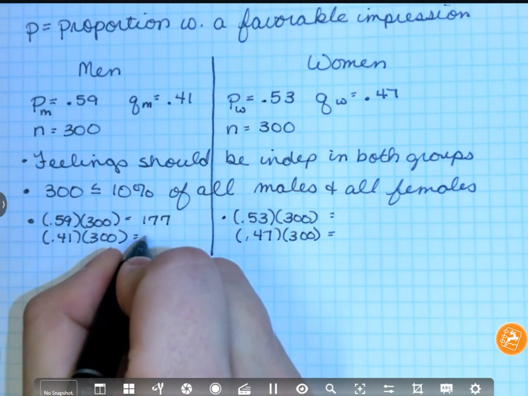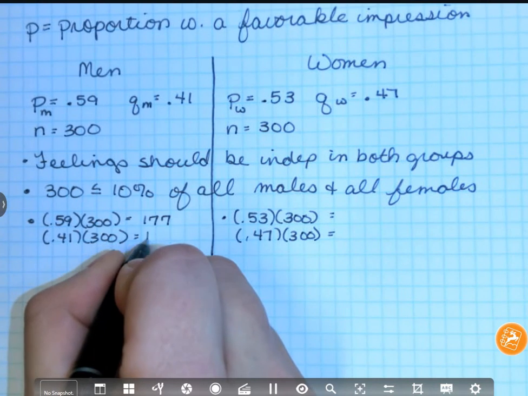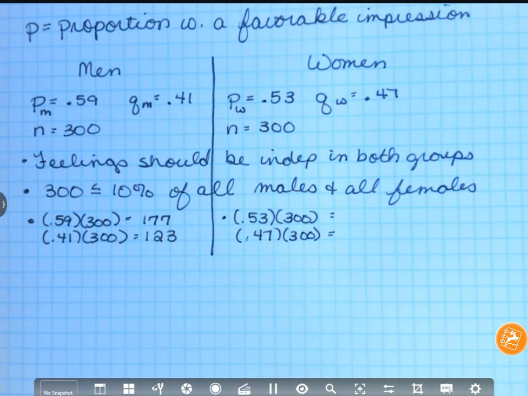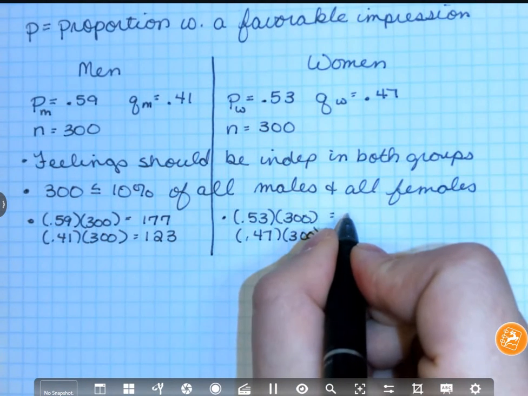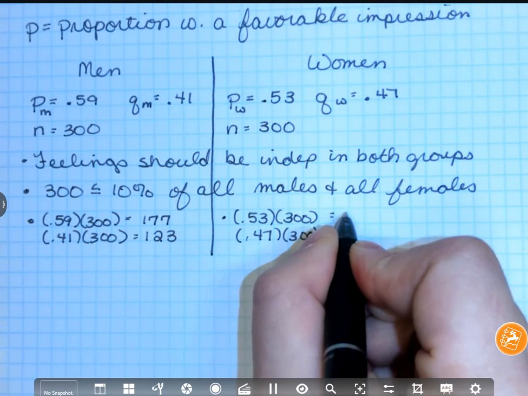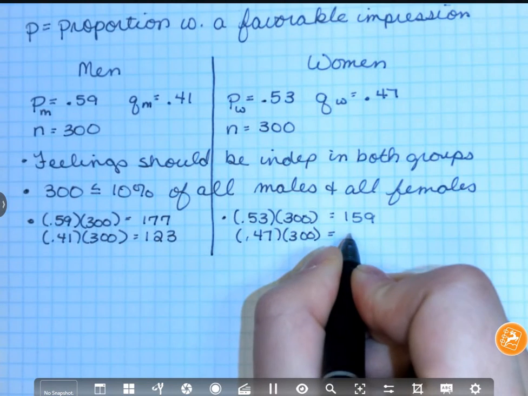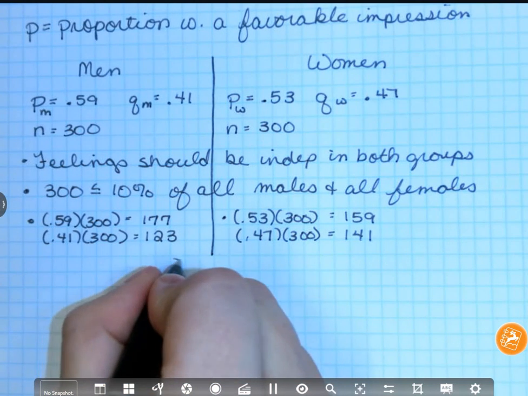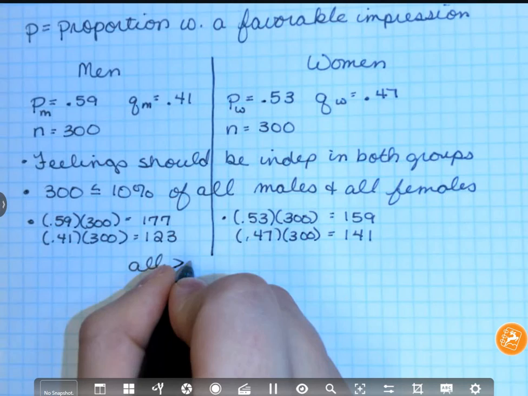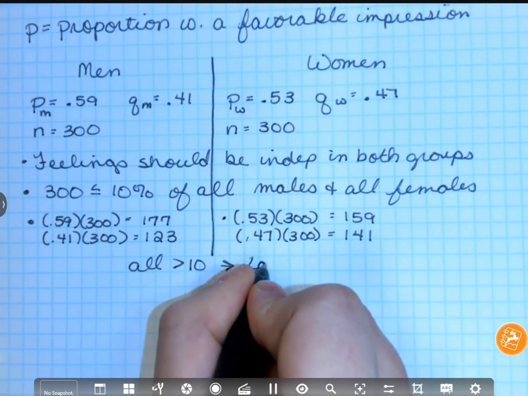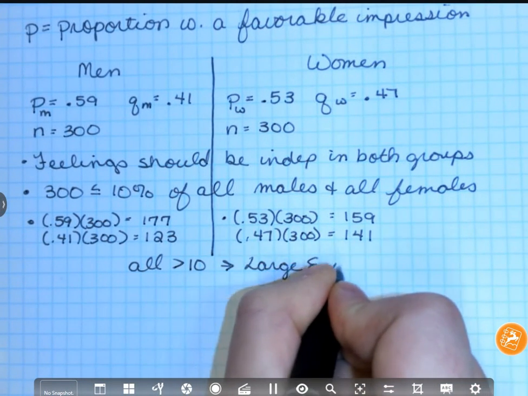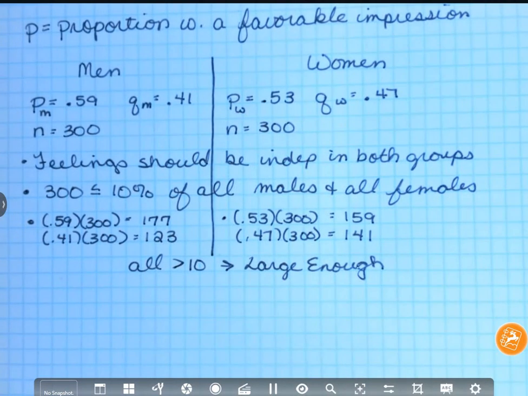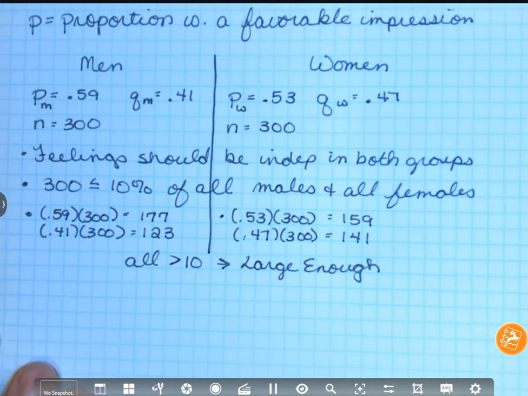So we have 177 here, and we have what here? 123. Good. And then over here, what am I going to have? And what's true about those? All are greater than 10, so I can say large enough. And there's one more. What else do I need?